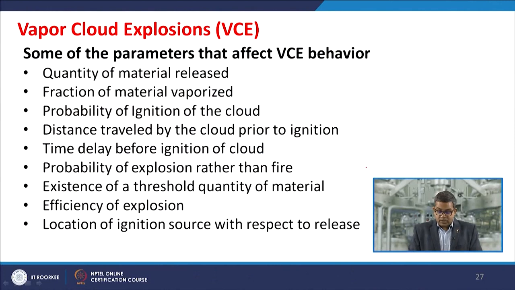Then the location of the ignition source with respect to the release. You must know at what location the source of ignition was. See, why I am telling you this: suppose by any means it releases and goes 100 meters or 200 meters apart. Remember, this particular zone is filled with all kinds of safety devices, but 100 or 200 meters apart, you won't find any safety devices. And somebody by any chance, because they don't know what kind of scenario it is, starts their car. So, the source of ignition is there, the flammable mixture is there, and there may be a chance that the cloud catches fire. So, you must know the location of the ignition source.